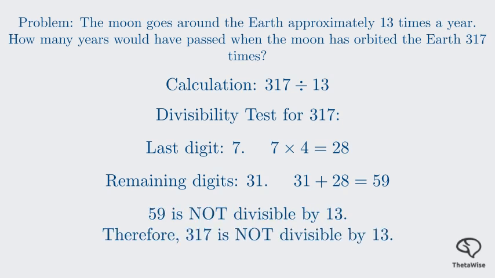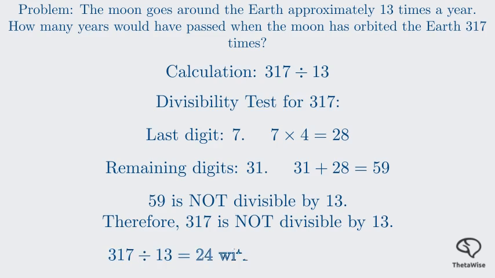Since it's not a whole number, we'll use our shortcut to find the decimal answer. First, the whole number part. 13 goes into 317 24 times. 13 times 24 is 312. The whole number part is 24. The remainder is 5. We need the decimal for 5 divided by 13.